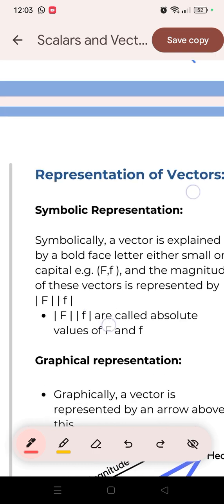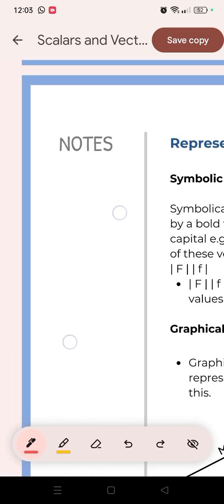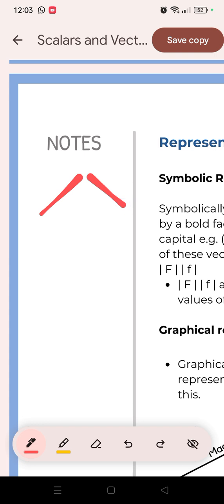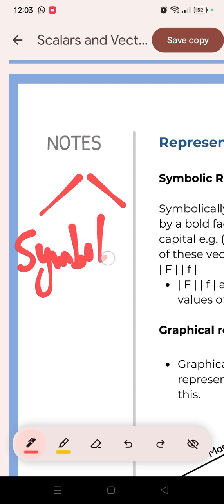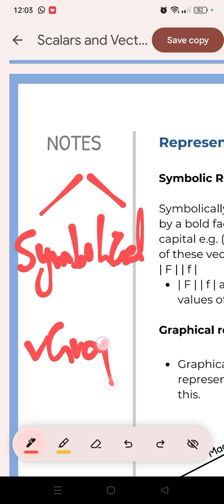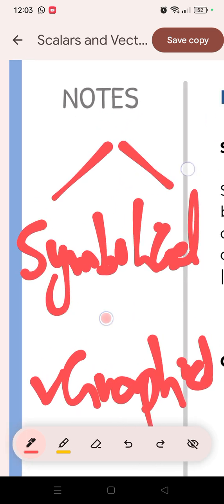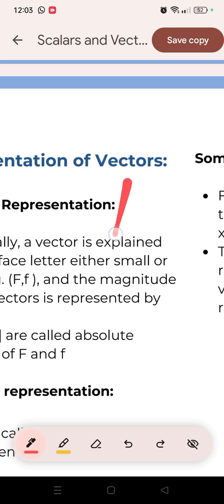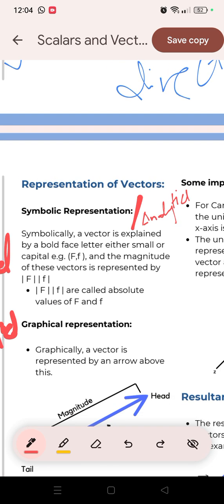Even these representations are of two types. First is symbolical, whereas the second one is graphical. We also have another name for symbolical. This is also called analytical. So symbolic and analytical representation mean the same.